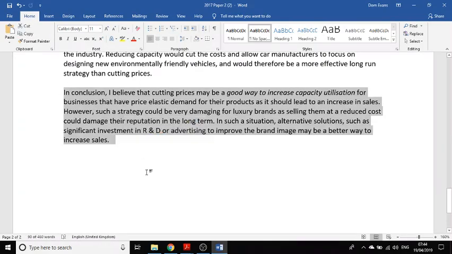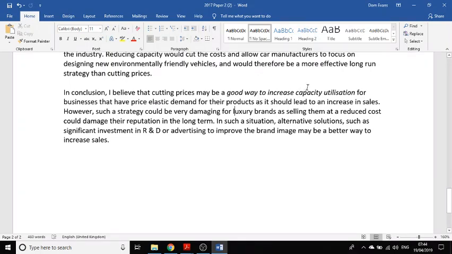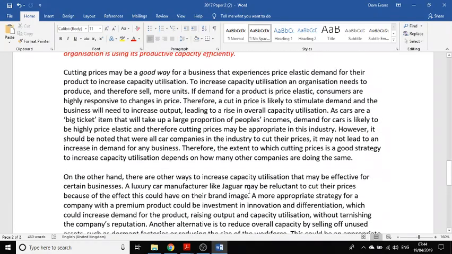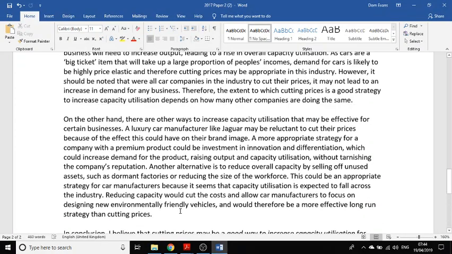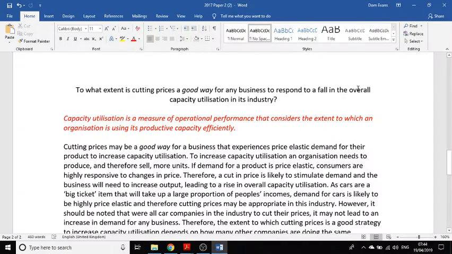So this is just a summary of my key arguments, basically. Cutting prices is a good way to increase capacity utilization, providing demand is price elastic, but if you've got a luxury brand, you need to think about an alternative because you're going to ruin your brand image. That's my main argument. Hopefully you can see how I've used the case study to answer the question about whether this is a good way for businesses to respond to an overall fall in capacity utilization.